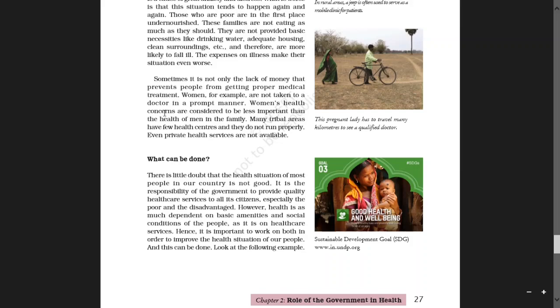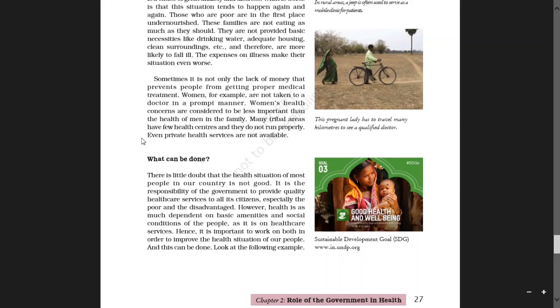Women's health concerns are considered to be less important than the health of men in the family. Some people tend to neglect women's health concerns, but that is not wise. Women's health concerns are considered less important compared with the health of men in the family.